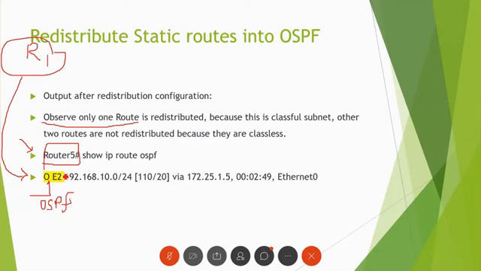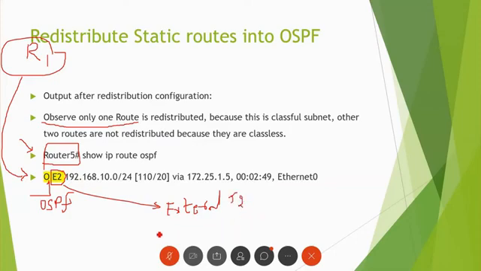But if you look, there is another code called E2, which means external type 2. E2 represents external type 2. External type 1 and type 2 are different.